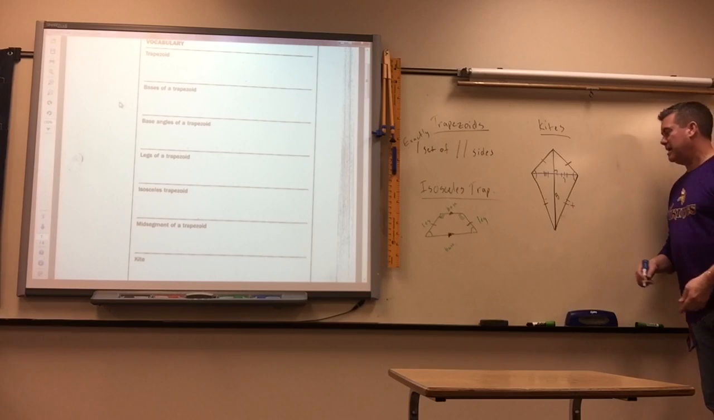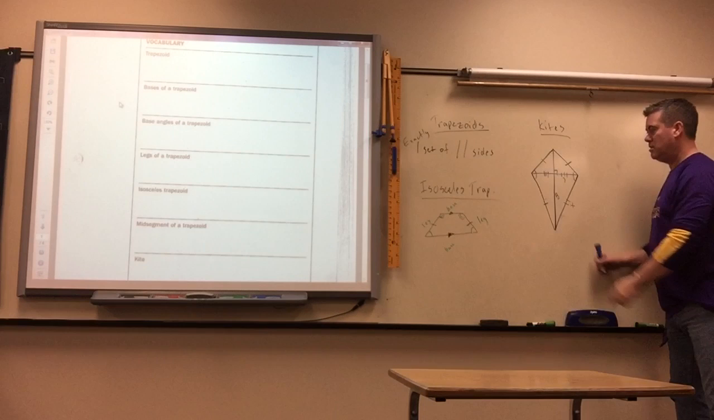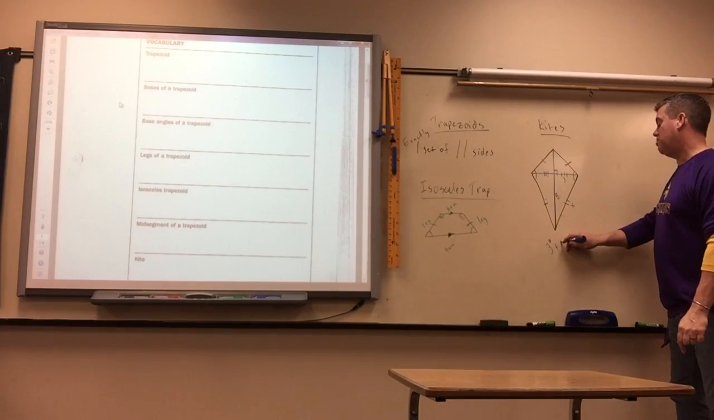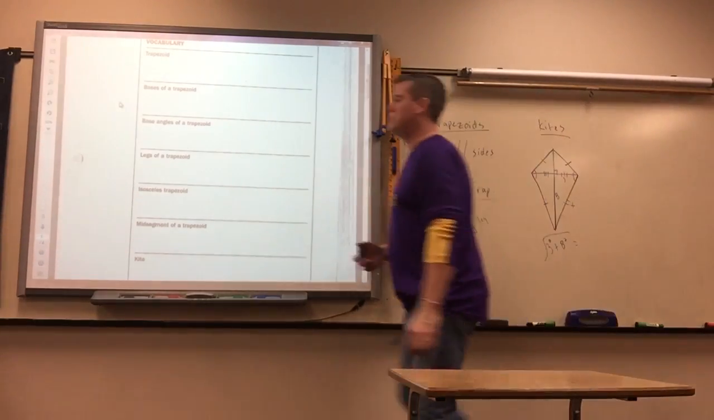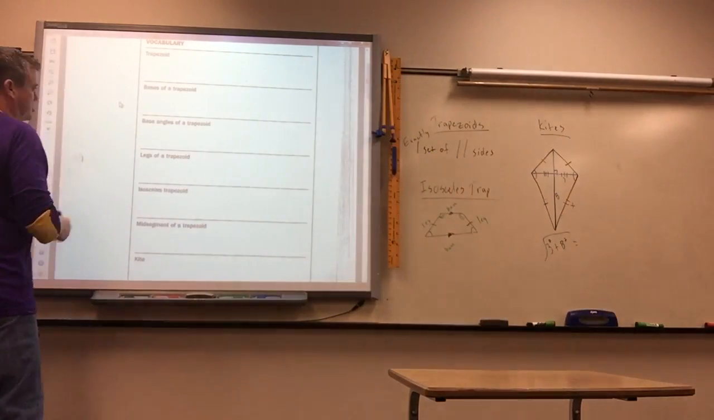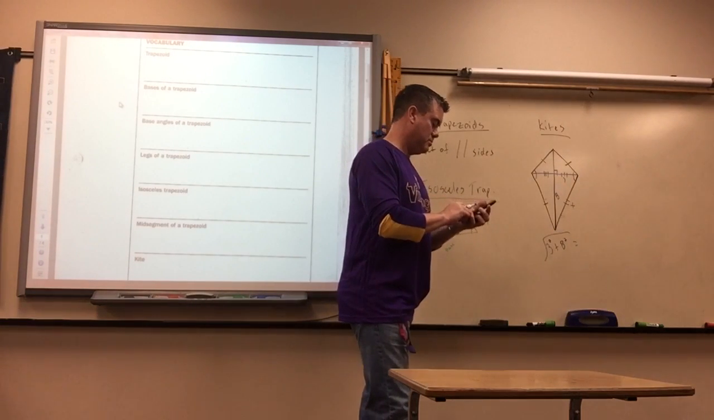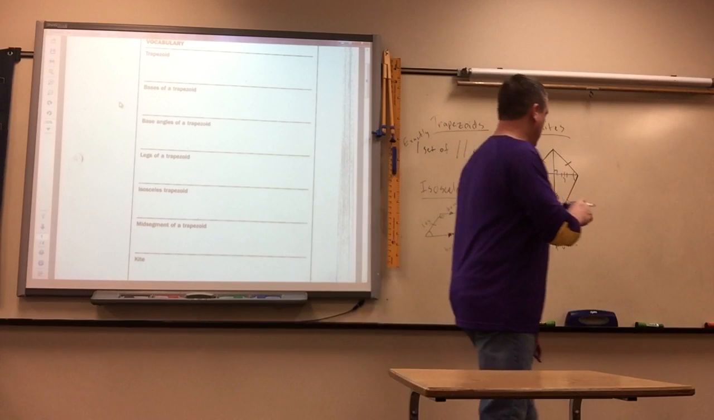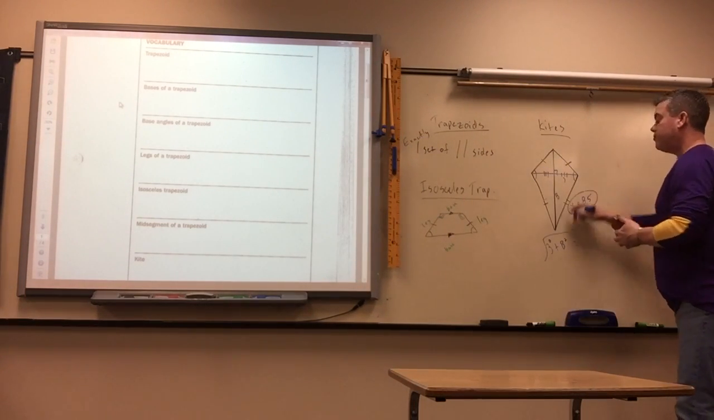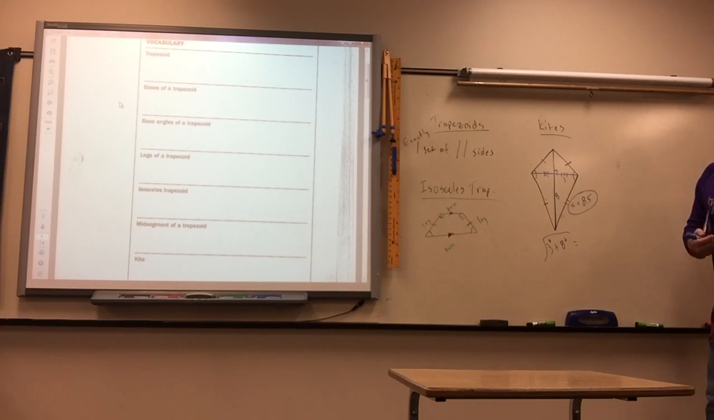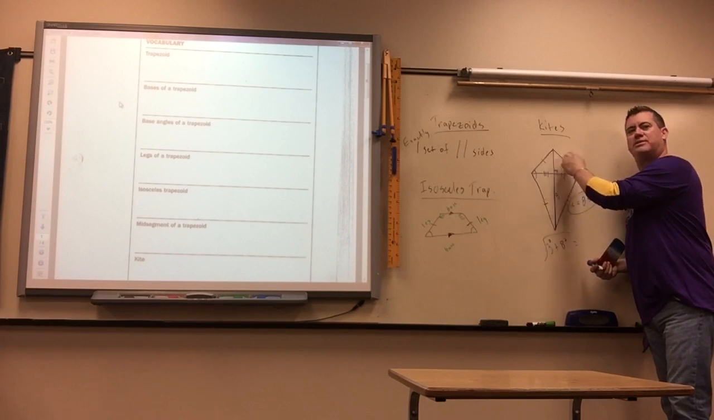Pythagorean theorem. Remember, if you're looking for the hypotenuse, you add them. 3 squared plus 8 squared, and then you square root it. So your answers, if they're not whole numbers, you can round to the nearest tenth. So this would round to 8.5. Okay?